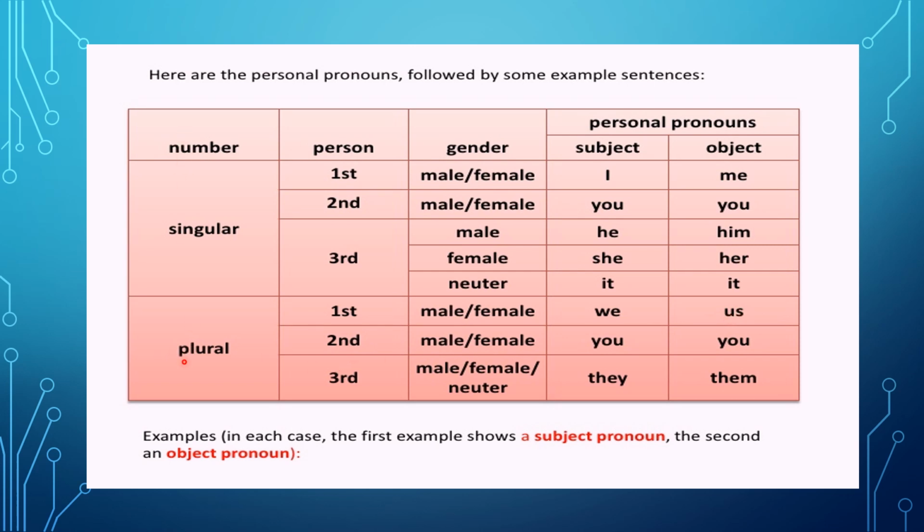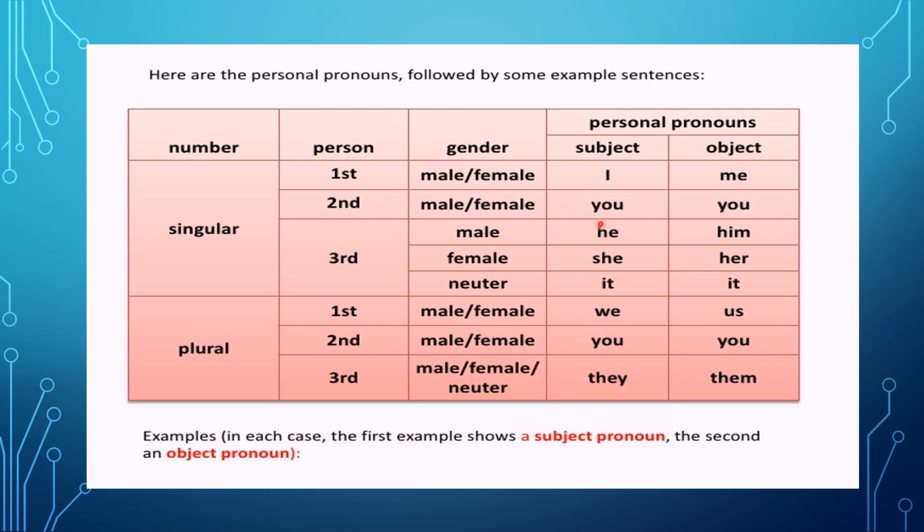Again, number plural, second person, male, female, you, subject, object, again you, or subjective, objective. Number plural, third person, male, female, neuter. In subject or subjective, they, objective or object, it is them. So you either call them subjective pronouns or objective pronouns, or some say subject pronouns, object pronouns.